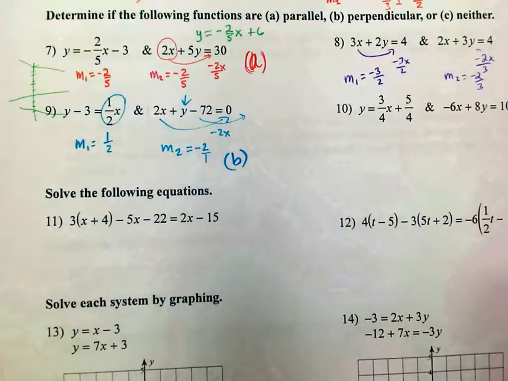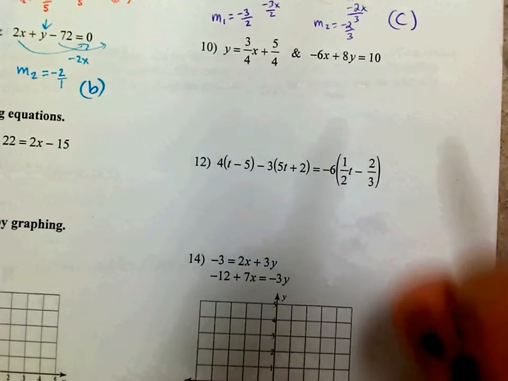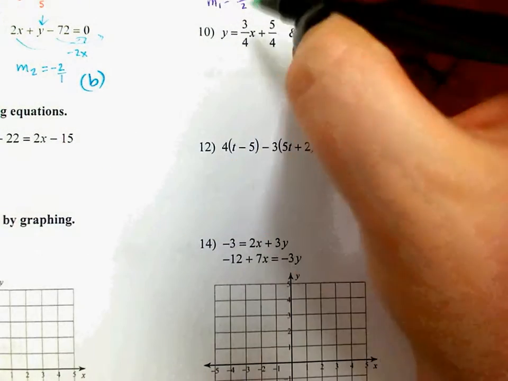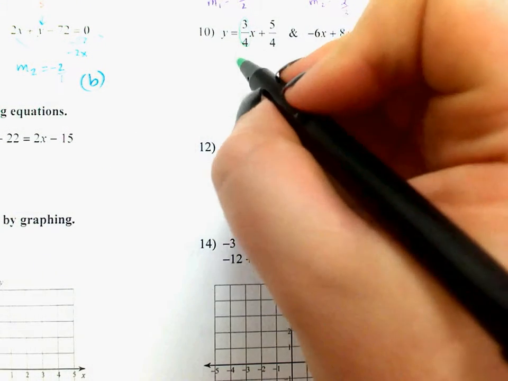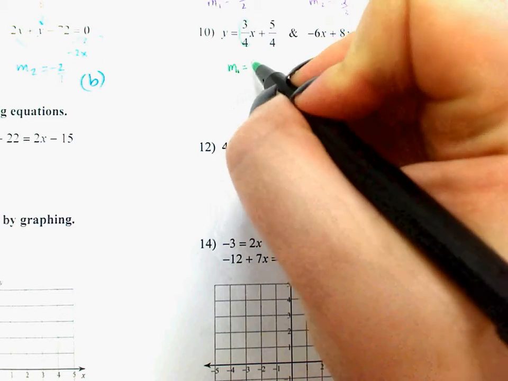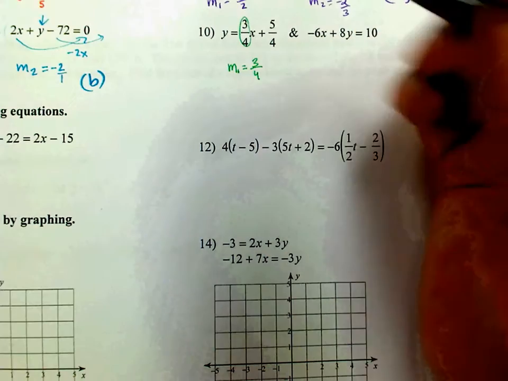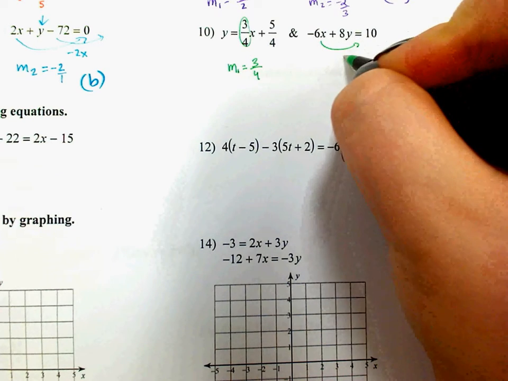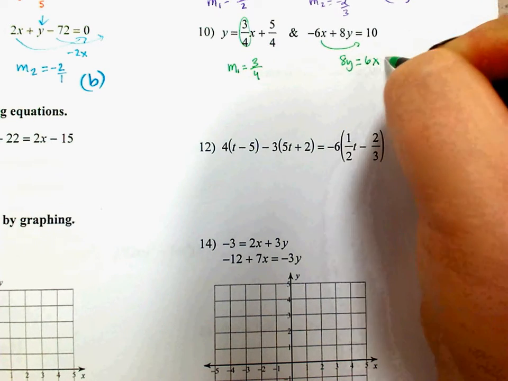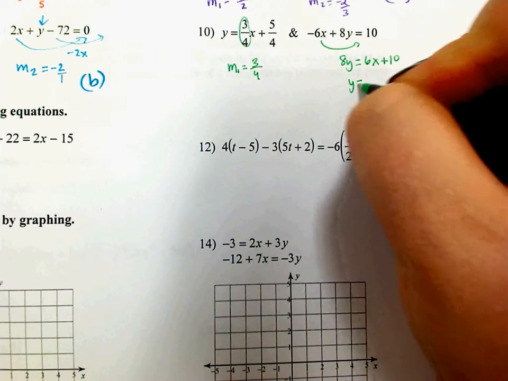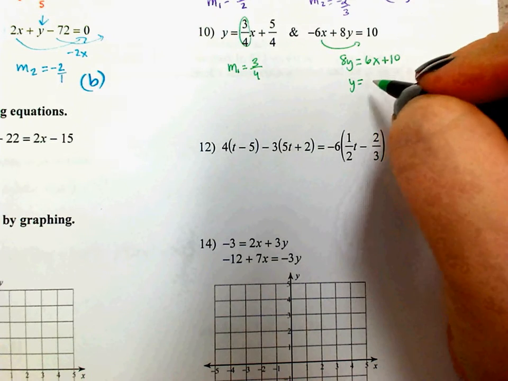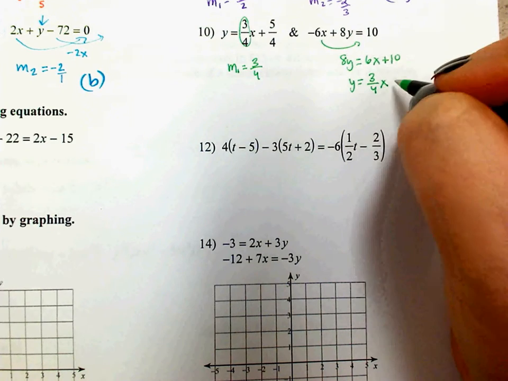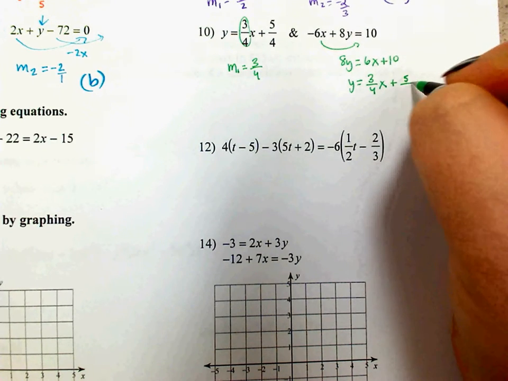So I've got y equals 3/4 x plus 5/4. So M1 equals 3/4. And in here I need to solve for y. So if I add the 6x over, 8y equals 6x plus 10, divide by 8, and I get 6/8, which is 3/4, and 10/8, which is 5/4. And that's what I was kind of thinking, because if you look at this, they're in fact the same line.